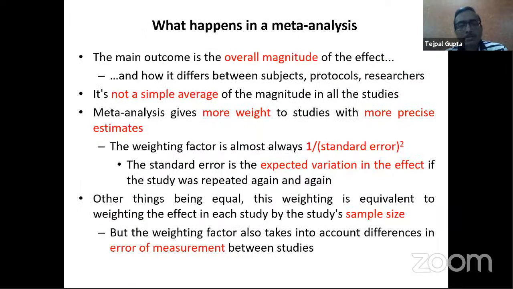So what happens in a meta-analysis? The main outcome is the overall magnitude of the effect and how it differs between subjects, protocols, and researchers. It's not just a simple average of the magnitude in all the studies. Meta-analysis typically gives more weight to studies with more precise estimates. And the weighting factor is almost always 1 divided by the square of the standard error. The standard error here is the expected variation in the effect if the study was repeated again and again. So with all other things equal, this weighting factor is generally related to the study's sample size. But it's not only the sample size, it also takes into account differences in error of measurement between the studies.